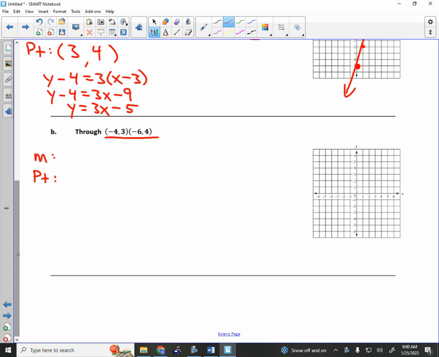JC, which point do you want? You want the -4, +3, or the -6, +4? It's up to you. She wants the -4, +3. Great. She gets that choice. It's going to work out the same either way. She's then going to use her slope formula. You don't have to rewrite it down if you don't want to. I'm going to do it just so you all can see it. This is my x1, this is my y1. This is my x2, this is my y2.